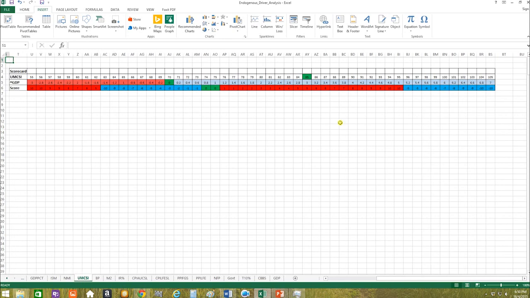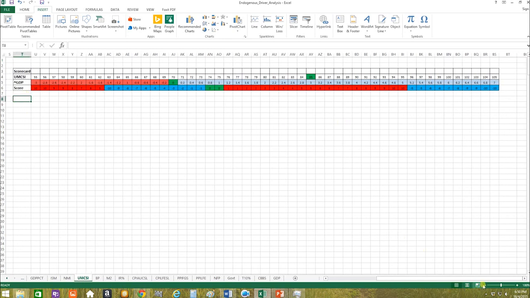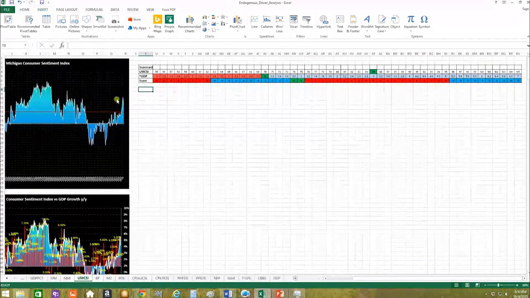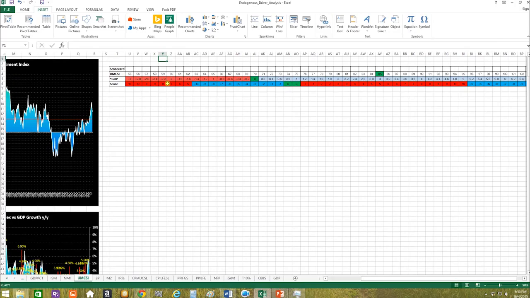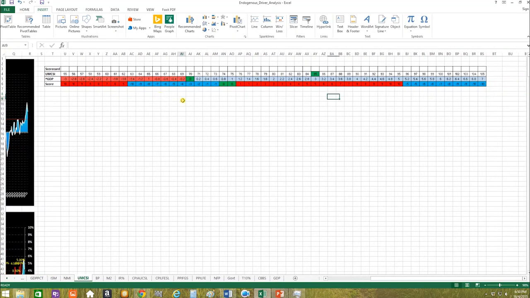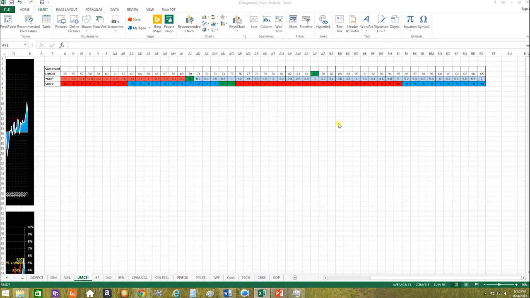the ISM and the NMI, because as mentioned previously, there is no defined growth and contractionary level with the UMCSI. So what we have to do is look at the data and match up historically the level of GDP growth that's consistent with a certain level of the UMCSI. And the way we do that is pretty straightforward.